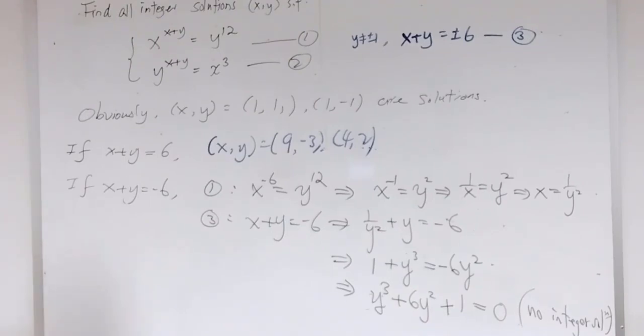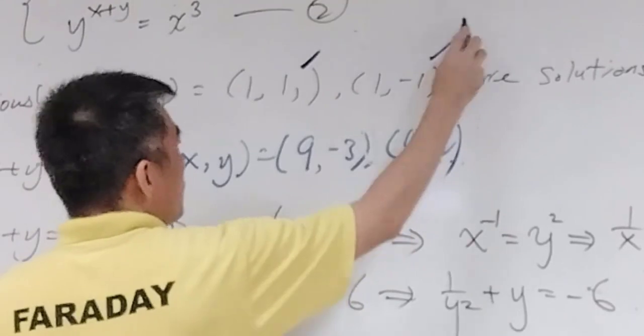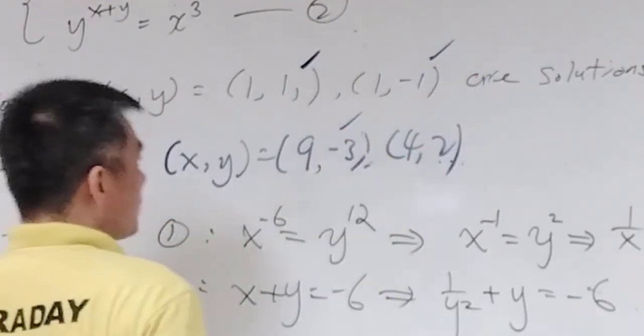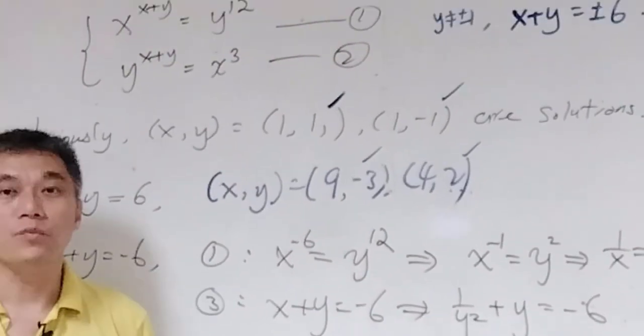And therefore, we have a total of 4 solutions, that is (1, 1), (1, -1), (9, -3), and (4, 2). These are all the solutions that we have.